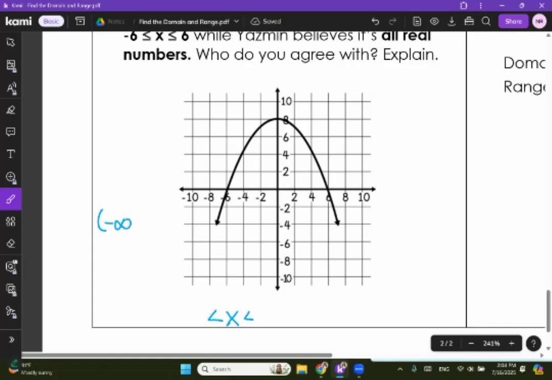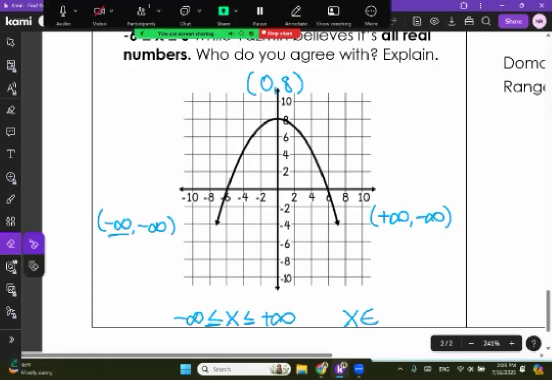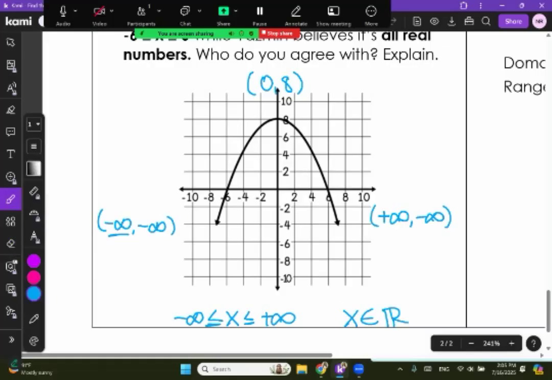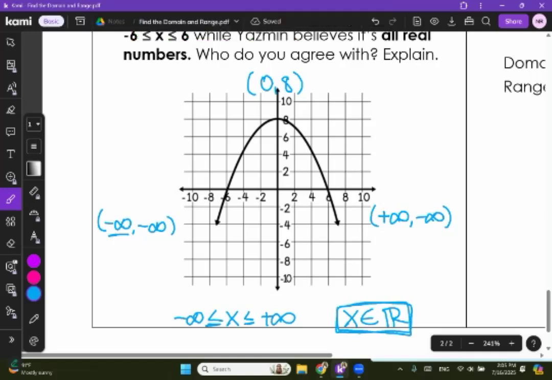So first, we're going to label this -infinity. This point right here, 0, 8. This is going towards +infinity, but still -infinity. Okay, so my smallest x value, -infinity, closed circle. My highest, +infinity, meaning x is all real numbers. I did not mean to write my R like that. You do have to write it this way. So yes, who do we agree with? We agree with Yasmin.